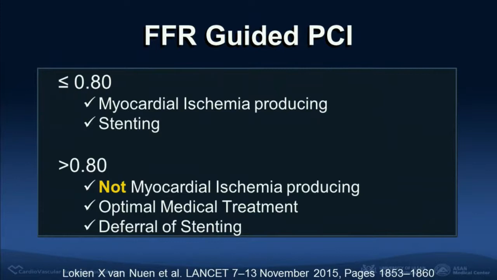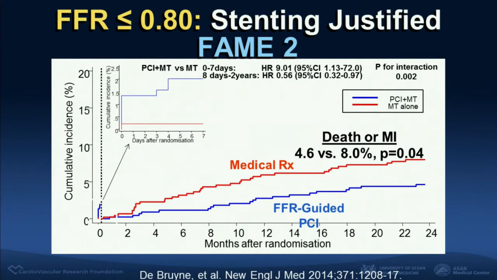So FFR-guided PCI, what is it? According to the revascularization threshold, less than 0.80, the lesion produces myocardial ischemia, so stenting is justified. More than 0.80, no myocardial ischemia produced. So optimal medical treatment was recommended, with deferral of stenting. Less than 0.80 FFR, stenting justified, based on the FAME-2 randomized trial.